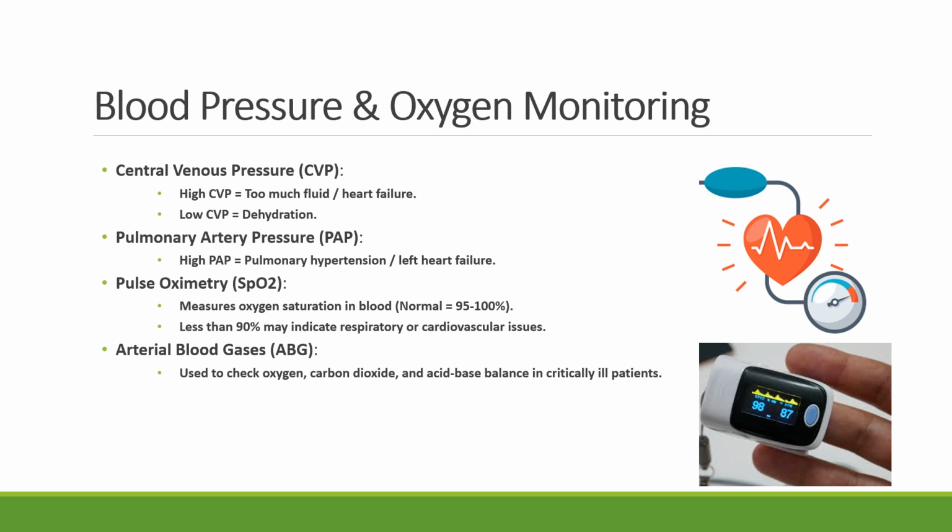Pulmonary artery pressure, or PAP, is measured by a catheter being inserted through the right side of the heart into the pulmonary artery without inflating a balloon. This measurement reflects the fluctuating pressures during the cardiac cycle. Elevated PAP indicates pulmonary hypertension, which can result from various cardiovascular diseases like left heart failure or chronic pulmonary conditions.